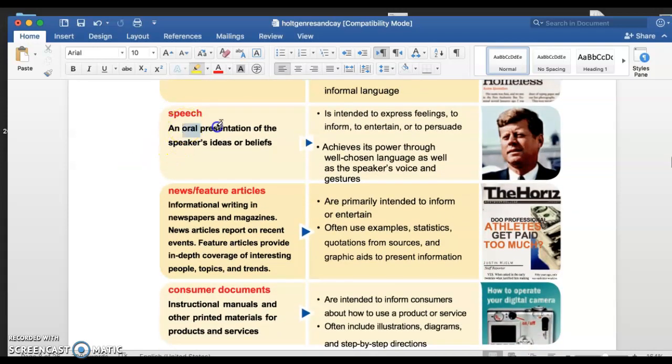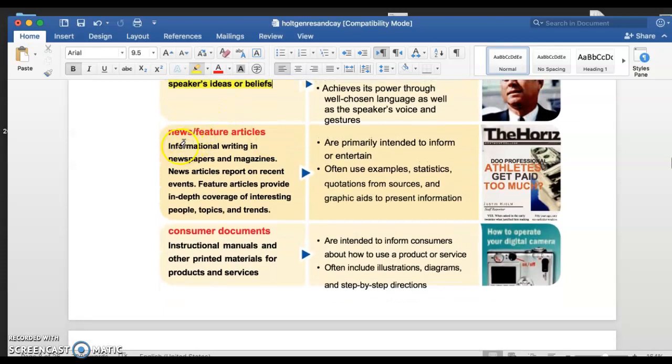A speech is an oral presentation about the speaker's ideas or beliefs. It's intended to express feelings, inform, entertain, or persuade. It achieves its power through well-chosen language as well as the speaker's voice and gestures.